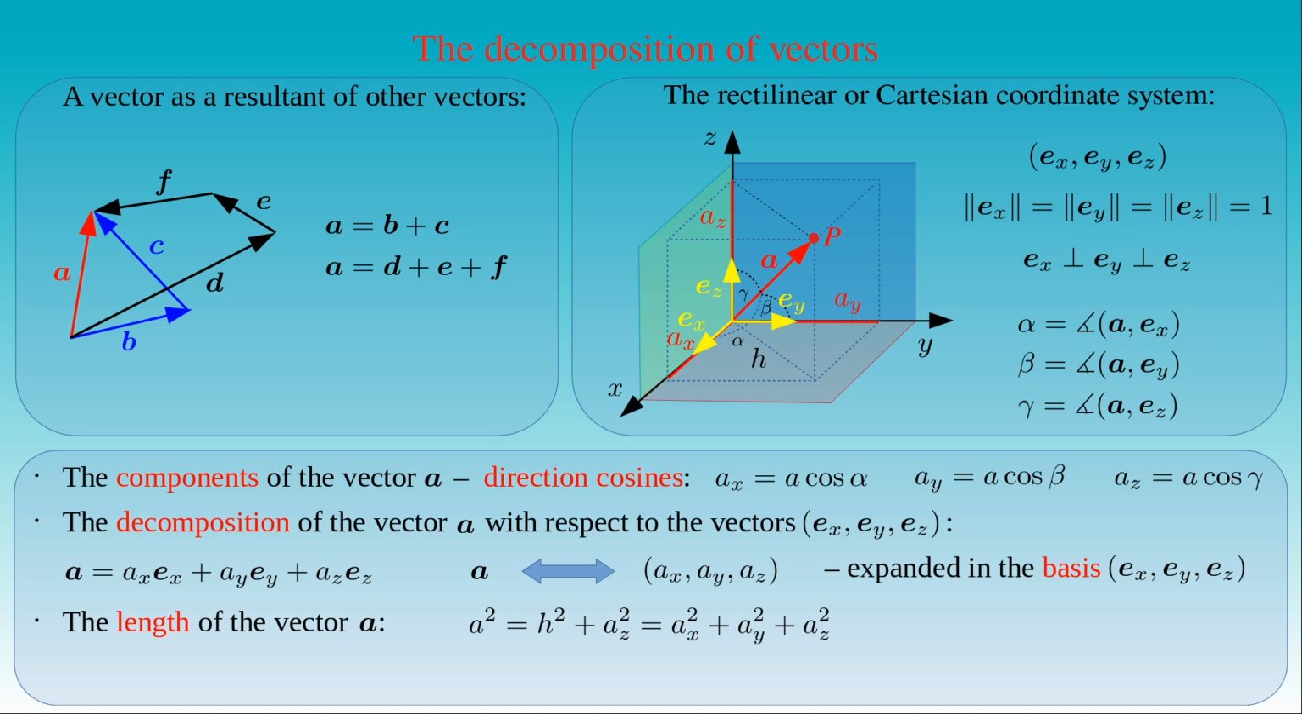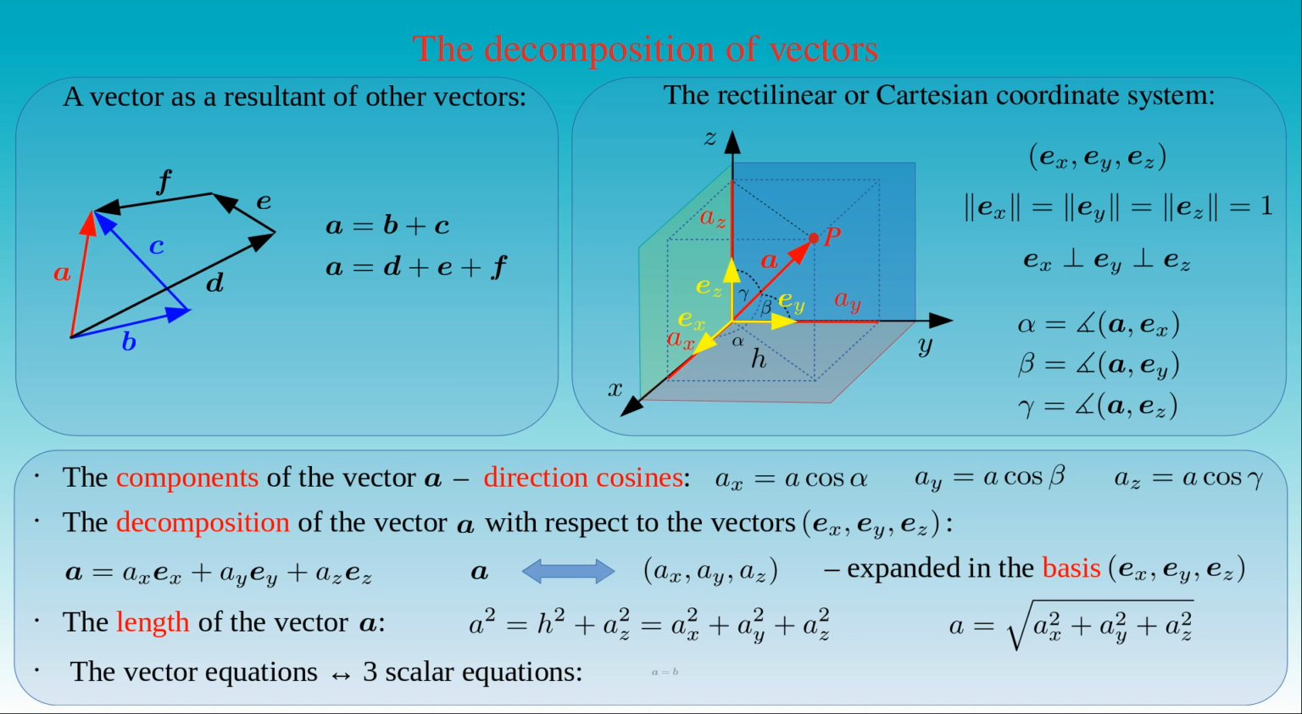That is, the length of the vector A is the square root of the squared sum of its components in the Cartesian coordinate system. As a result of the basis expansion, any vector equation is equivalent to three scalar equations. That is, if the vector A is equal to the vector B, it means we have three component equations, namely, ax is equal to bx, ay is equal to by, and az is equal to bz. Then we can work with the scalar equations by determining the components, as the expansion of the vector equations in the given coordinate basis.